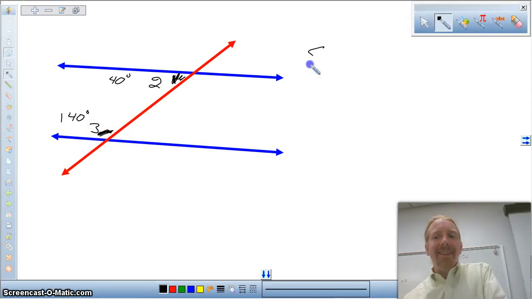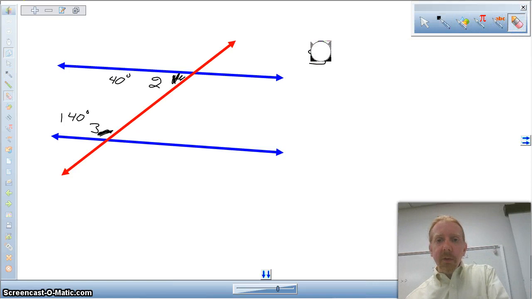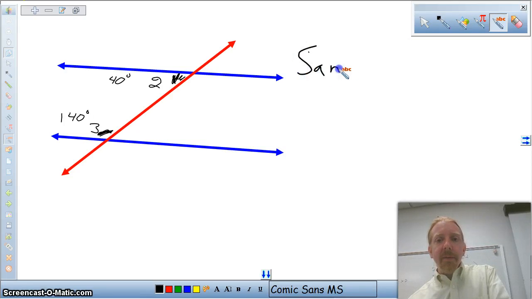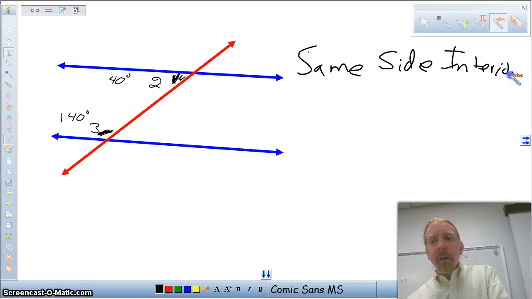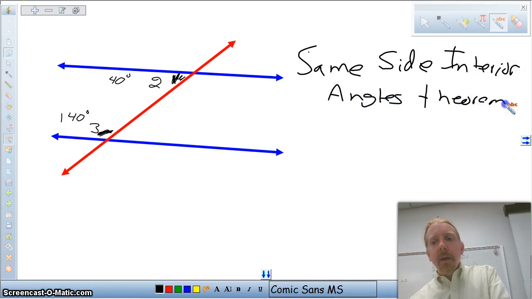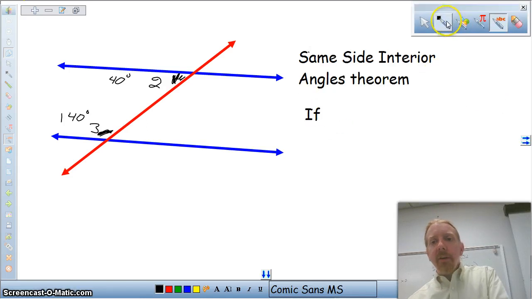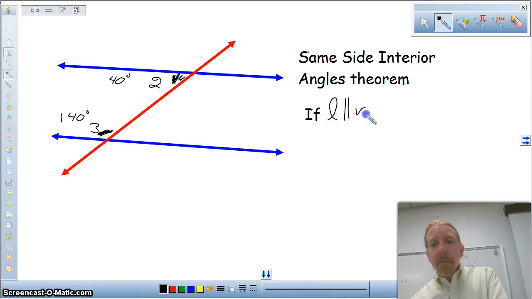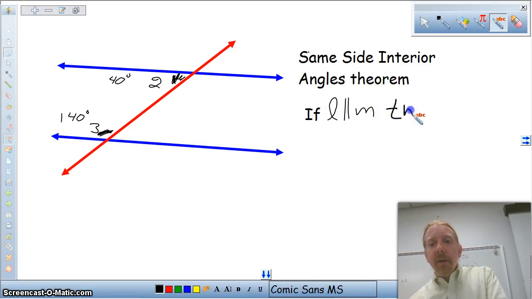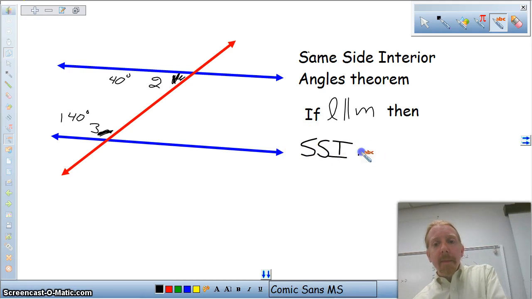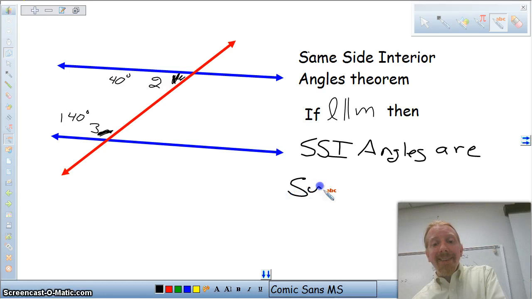This is called the same side interior angles theorem. And what it says, like the other ones, if I start off with two lines that are parallel, then it follows that I have same side interior angles that are supplementary.